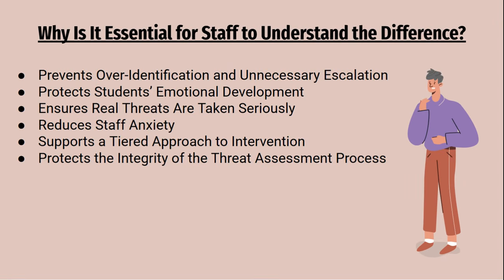Number five, it supports a tiered approach to intervention. Many students' concerns are best addressed through Tier 1, Tier 2, or Tier 3 academic, behavioral, or social emotional supports. Understanding the difference between risk and distress allows staff to match interventions to student needs. This aligns with MTSS practices and promotes early intervention before concerns escalate.